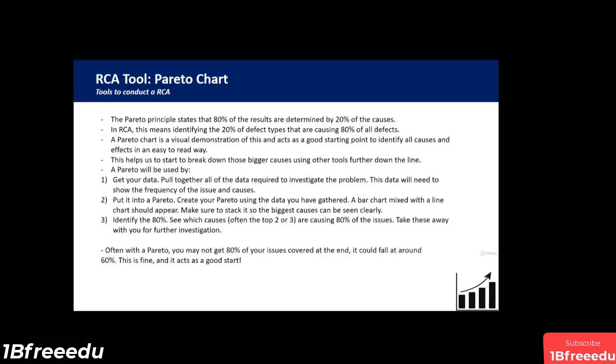Now, often with the Pareto, you may not get 80% of your issues covered at the end. It could fall at around 60%, and that's absolutely fine, right? That's a really good start. You've got 60% of all causes identified really, really quickly, and there's 2 or 3. You can start working on those. If you can reduce your issues by over half, that's a really great start. So don't worry about making it 80%, just make it as big as possible.